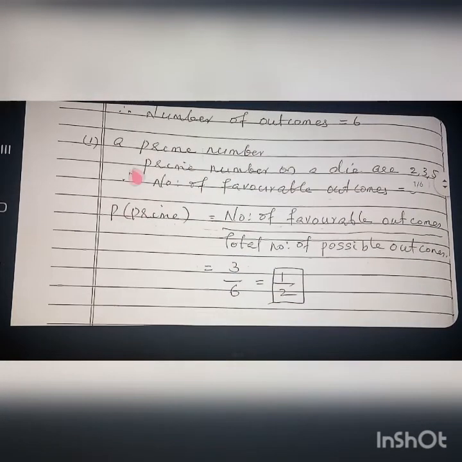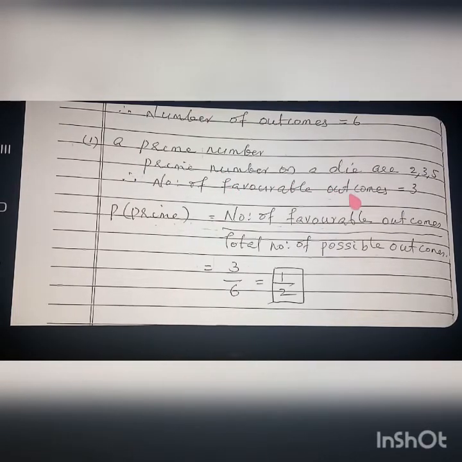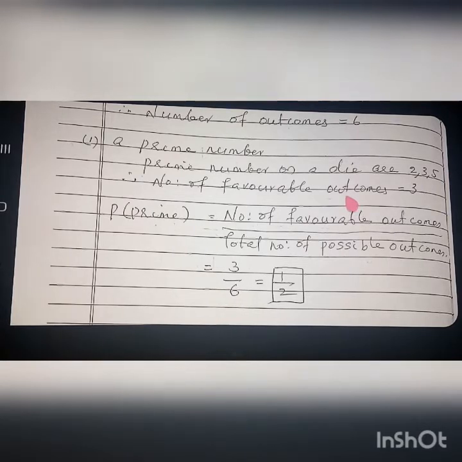Okay. And first your question is a prime number. So, which are the prime numbers on a die? 2, 3, 5 are the prime numbers. You know what is meant by prime numbers. Prime numbers means the factors are 1 and itself. But 1 cannot be taken as a prime number. 1 is not a prime number and 1 is not a composite number. Therefore, the prime numbers are 2, 3 and 5. 4 and 6 have some other factors also.